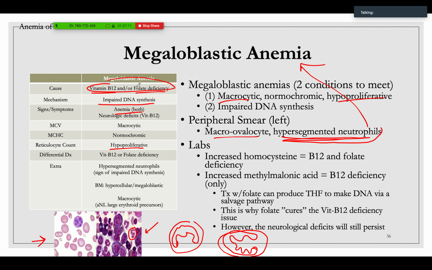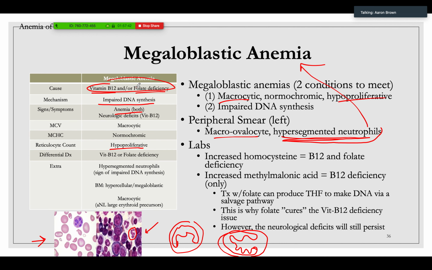So either deficiency of vitamin B12 or folate will both give you this inability to synthesize DNA and megaloblastic anemia. But B12 deficiency gives you something a little bit extra on top of that. So what happens when you have B12 deficiency? What else do you have besides anemia? Very good. Yep. So paresthesias, sort of strange sensations.